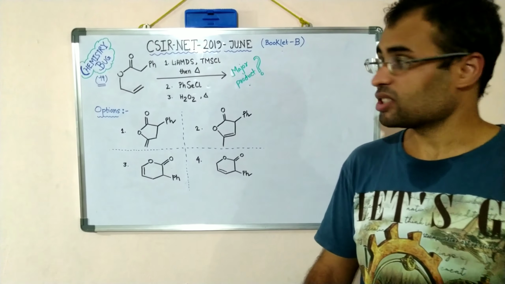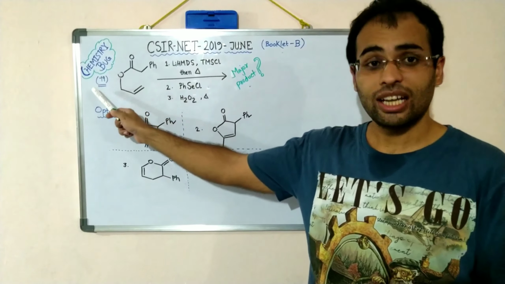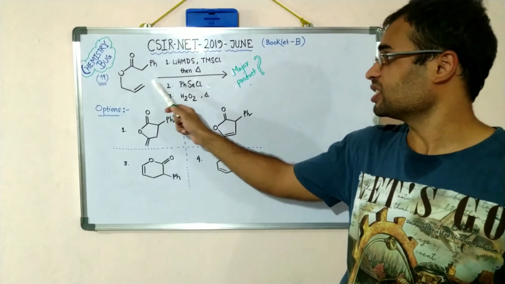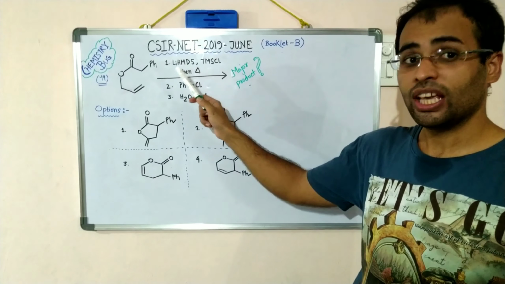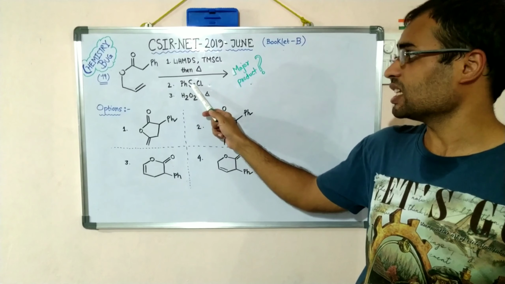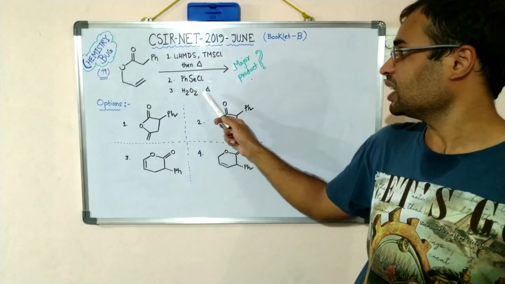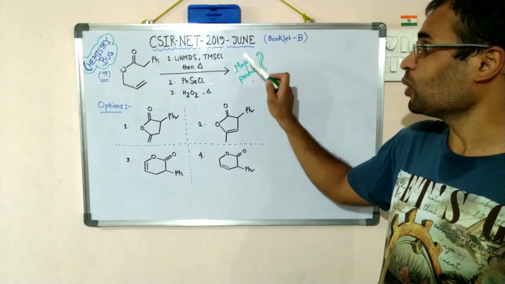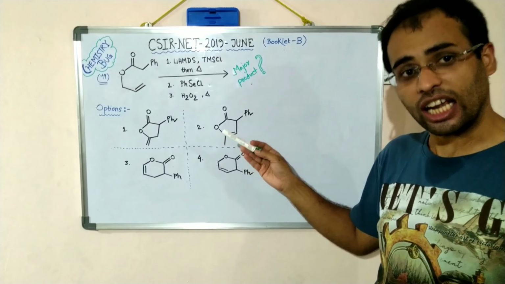Welcome. Today in Chemistry Bug we are going to discuss CSIR NET 2019 June question number 99, in which this substrate is treated with lithium HMDS, trimethyl silyl chloride, and then it is heated. In the second step it is treated with phenyl selenium chloride, and finally it is treated with H2O2 and then it is heated. So we have to predict what will be the major product. These are the four options and we have to find out the correct option.